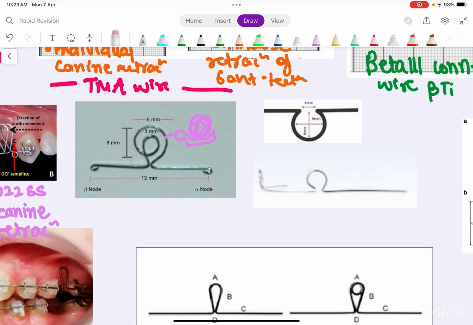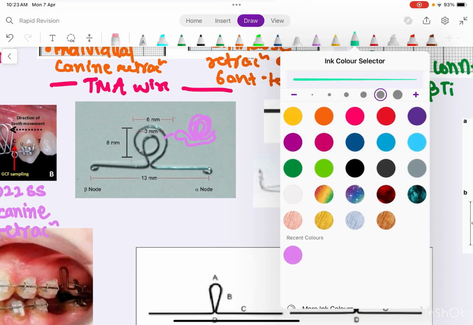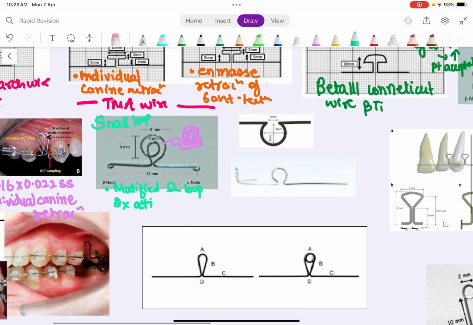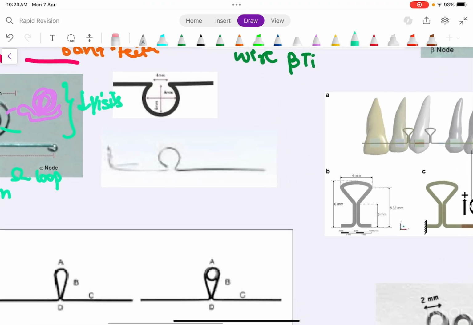Now see this looks like a snail, right? So this is, just write it. So this is snail loop, and it is basically a modified omega loop with 2 times activation, and a lot of wire is incorporated, so there is a decrease in the visits. So it's a nice thing.